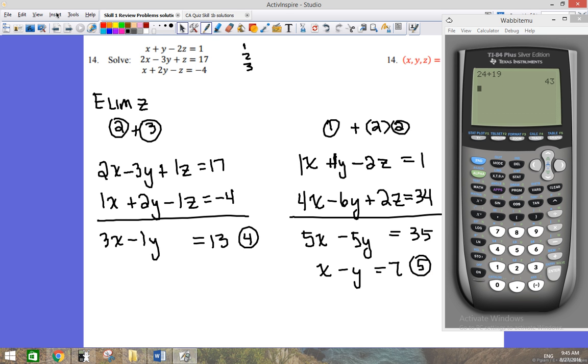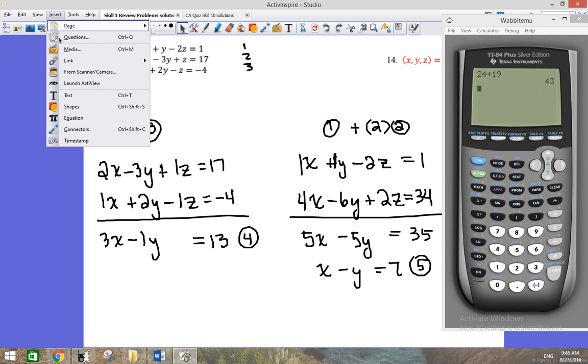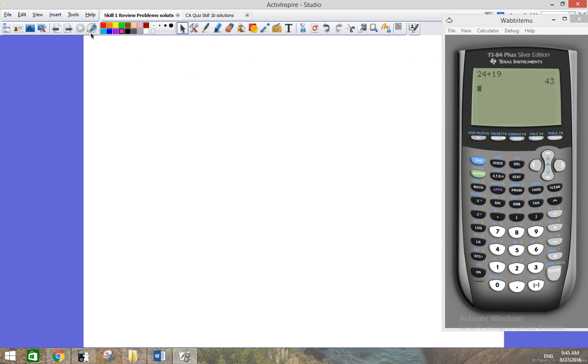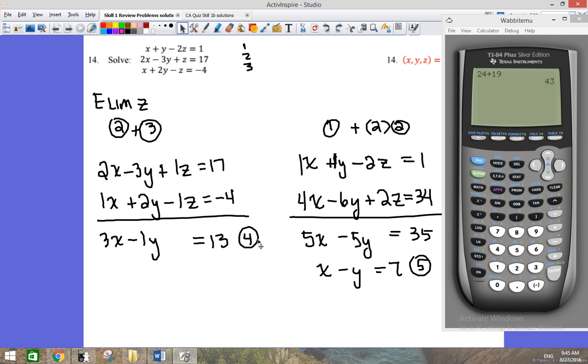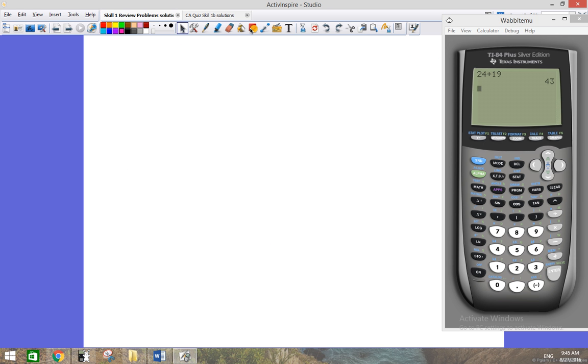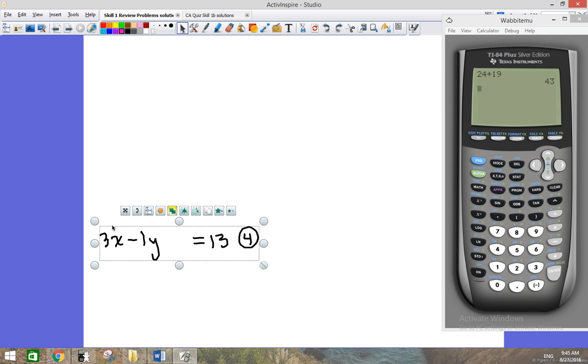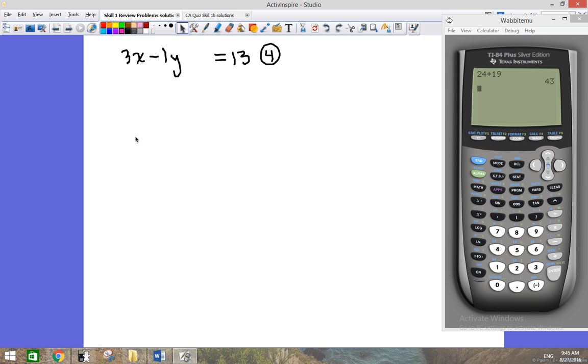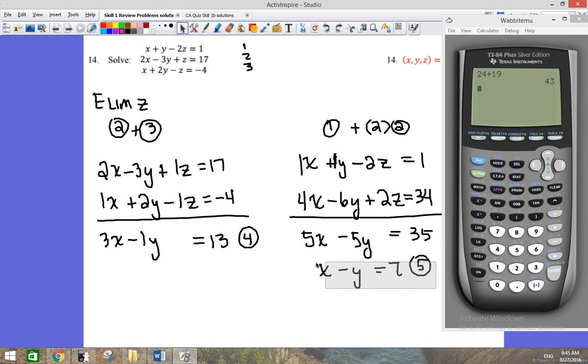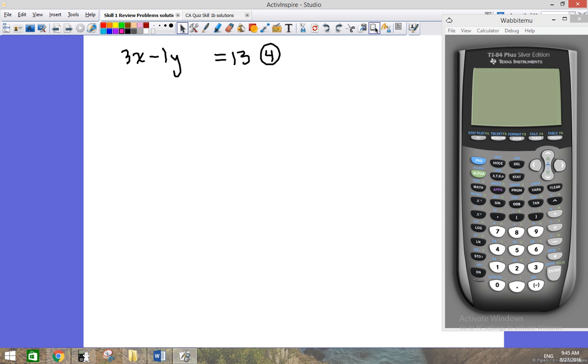So let's see if I can give myself some more room by going to another page. Let's see if we can copy and bring these equations along with us. Sometimes it cooperates, sometimes it doesn't. So there's my equation 4. Let's bring my equation 5. Well, we'll just take the whole thing and erase what we don't need. All right.